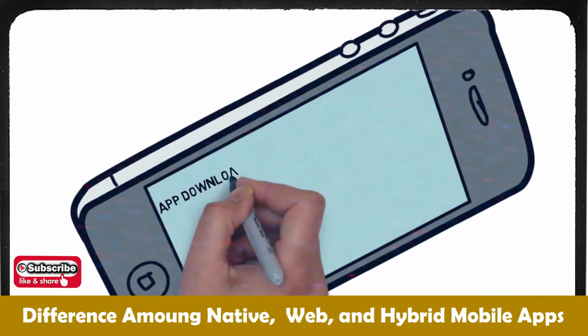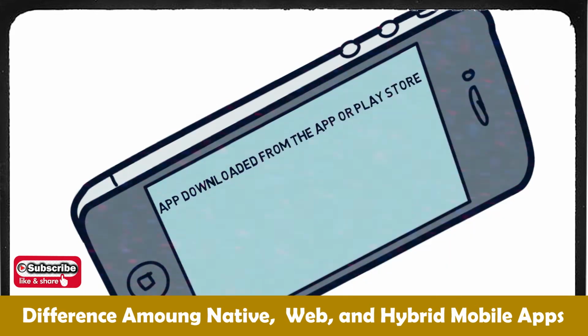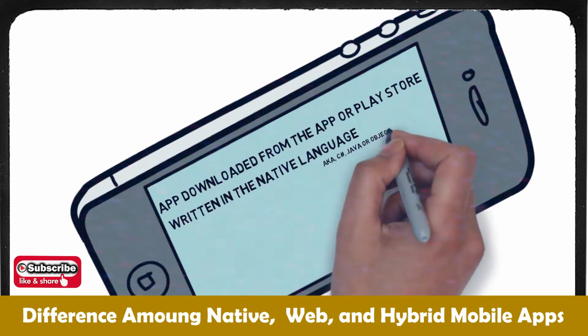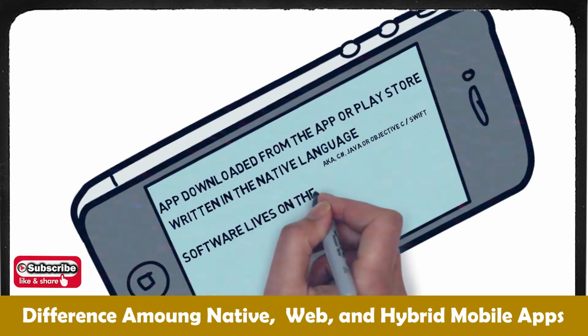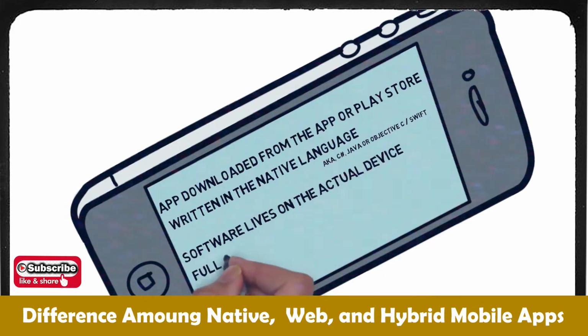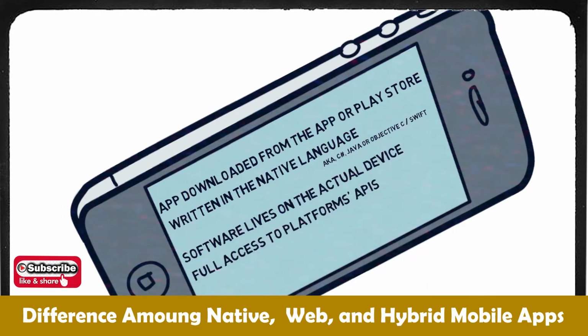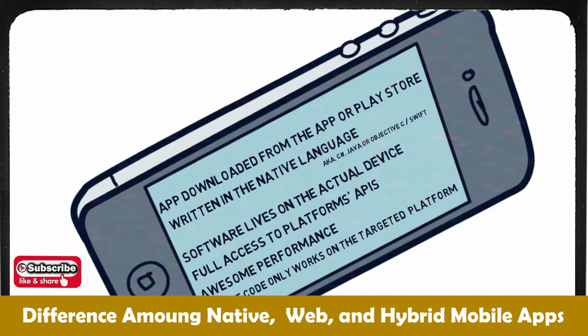Native apps are downloaded from the Apple Store or the Play Store, written in the native language, aka C#, Java, Objective-C, or Swift. The software lives on the actual device. It has full access to the platform's APIs. It has awesome performance. The source code only works on the targeted platform.